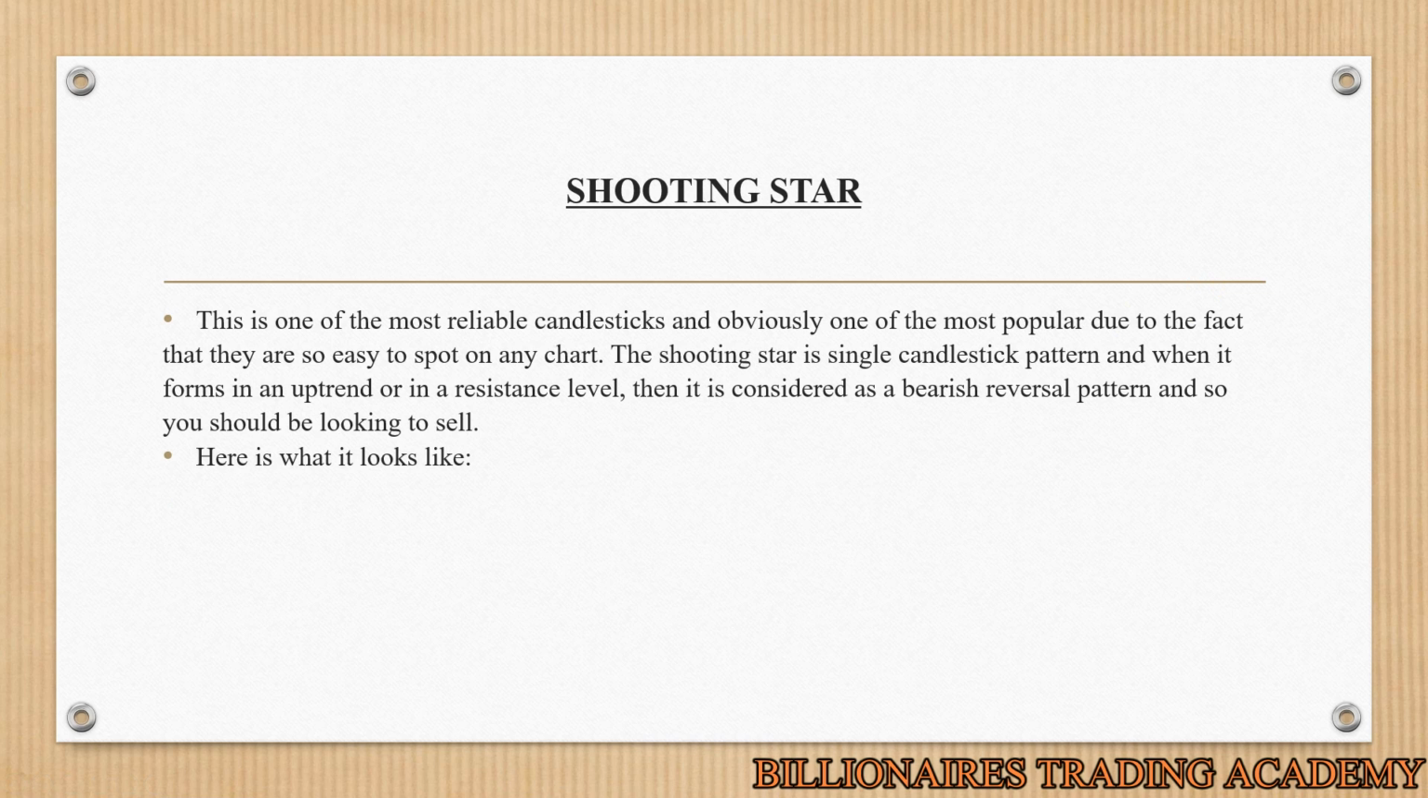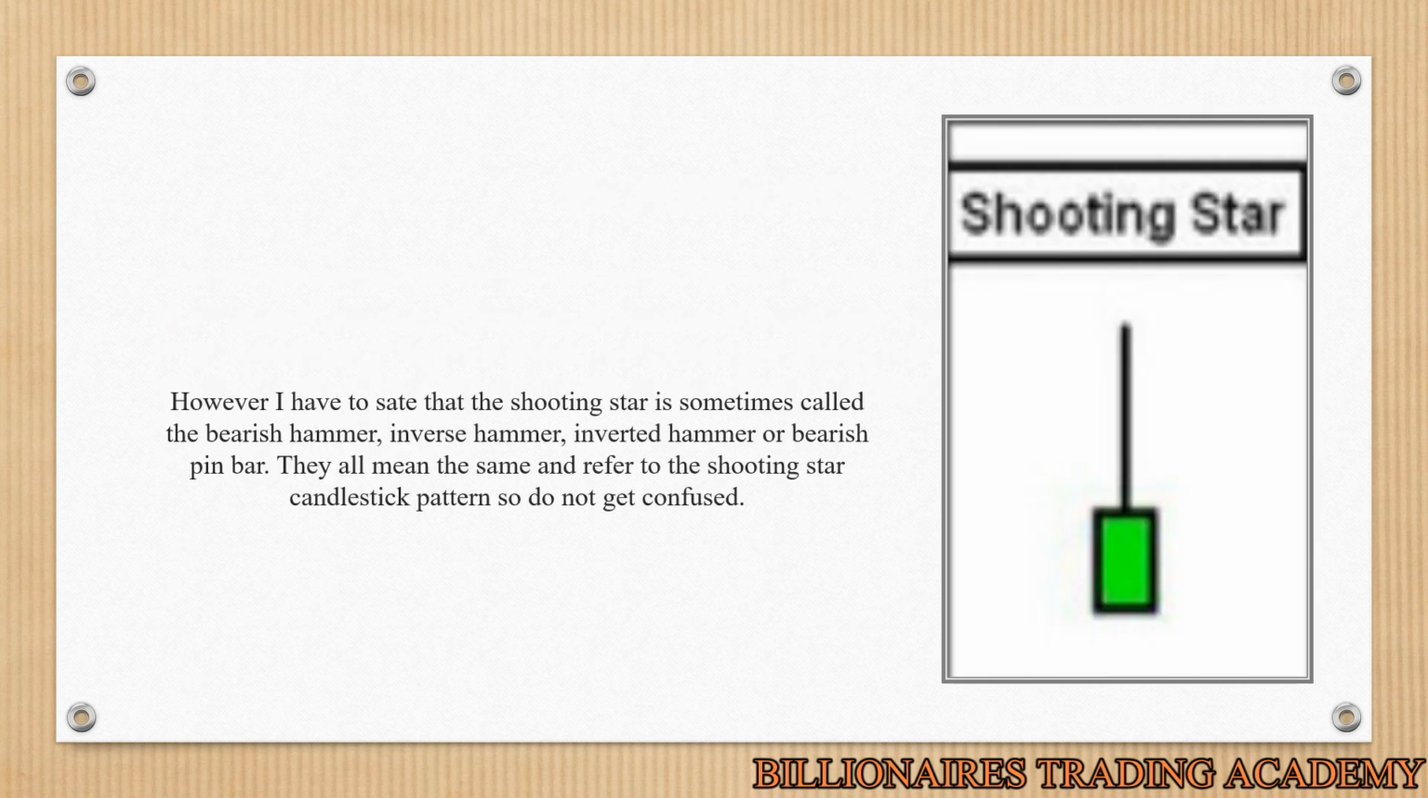The shooting star. This is one of the most reliable candlesticks, and obviously one of the most popular due to the fact that it is so easy to spot. The shooting star is also a single candlestick pattern. When it forms at an uptrend or resistance level, it is considered a bearish reversal pattern. So let's look at it. This is what it looks like.